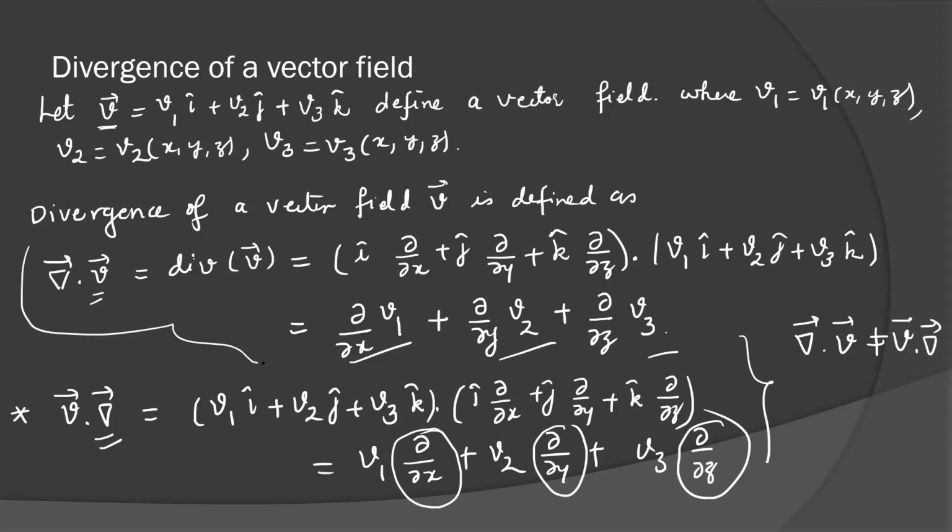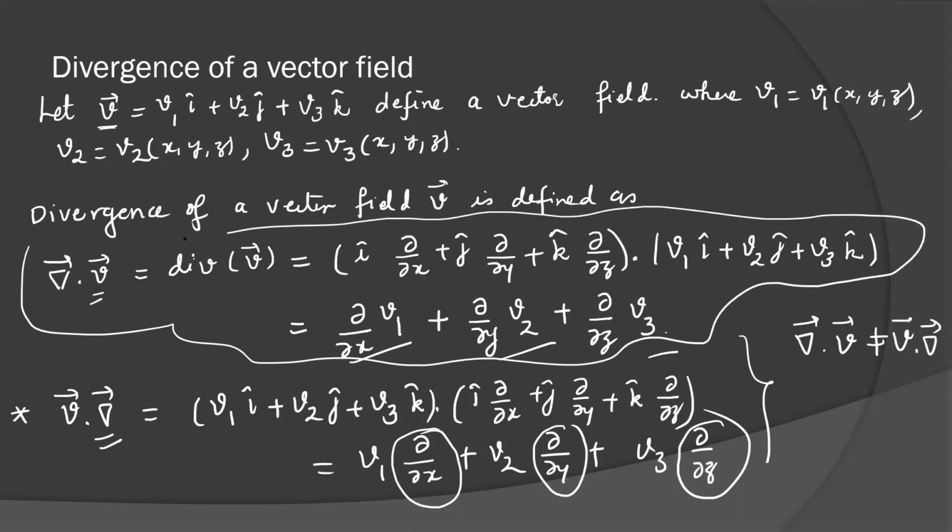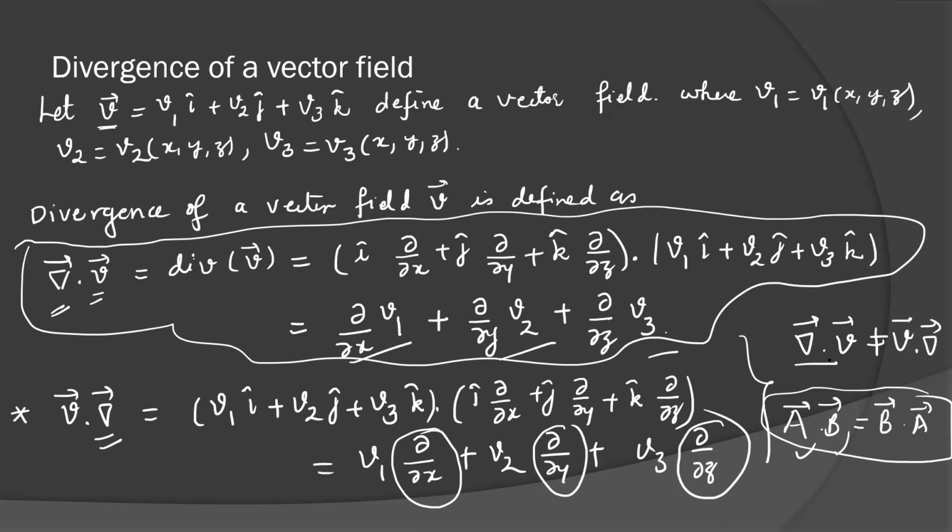So this is the correct definition of divergence, and it does not satisfy the commutative property. I know that if A and B are two vectors, then A dot B equals B dot A. But in the case of an operator, this is not correct. That means the dot product of vectors is commutative, but in the case of an operator, it is not. So remember this important point.